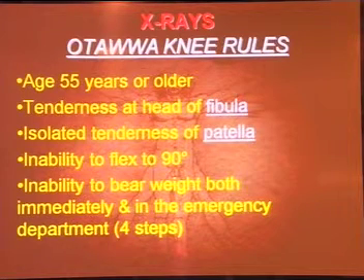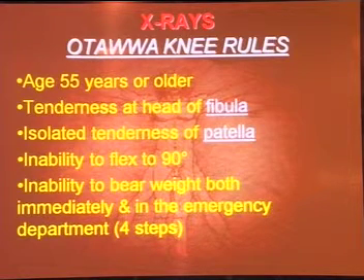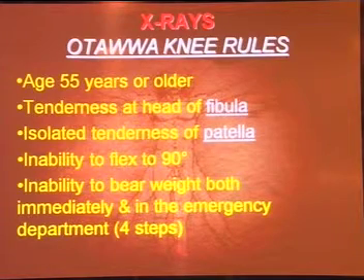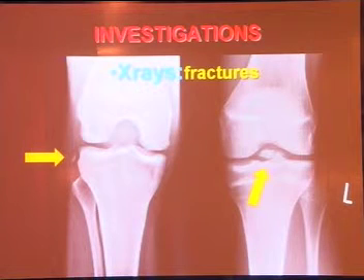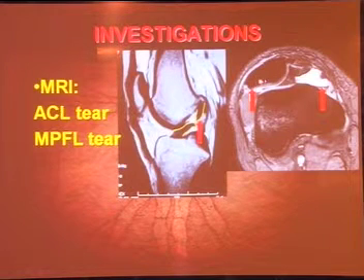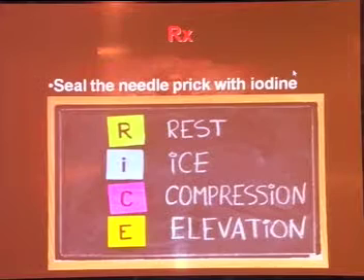If the patient's age is 55 years or older, there is tenderness at the head of the fibula, looking for the Segond sign, isolated tenderness of the patella, inability to flex more than 90 degrees, inability to bear weight both immediately and in the emergency department, that is, the patient is not able to walk about 4 or 5 steps. So in investigation, what you have to look for is some sort of Segond sign, which is pathognomonic of ACL injury or ACL avulsion from the tibial side. In MRI, again, ACL tear, some subluxation or dislocation of the patella, or medial patellofemoral ligament disruption.